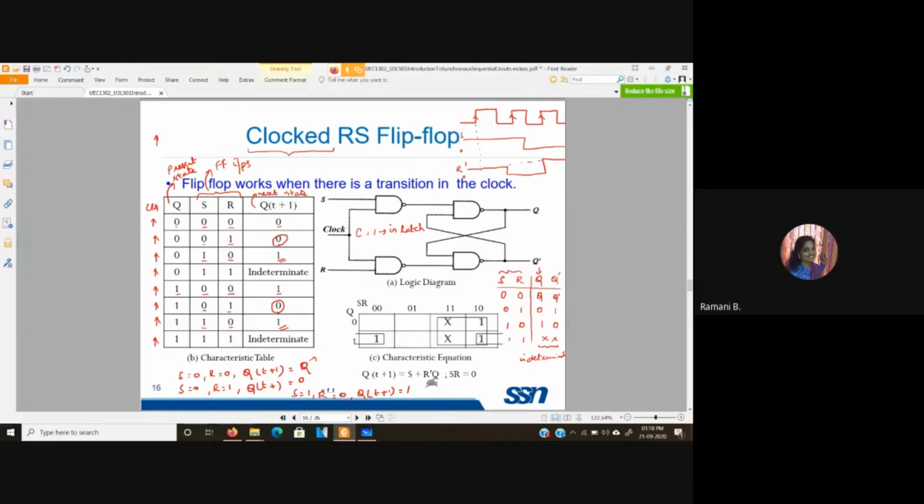And for S and R values equal to 1, we know it is the forbidden condition. So irrespective of Q value, this we denote as indeterminate. Sometimes we mention this as X, as I have mentioned earlier.